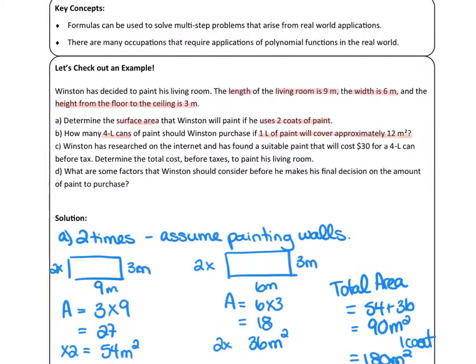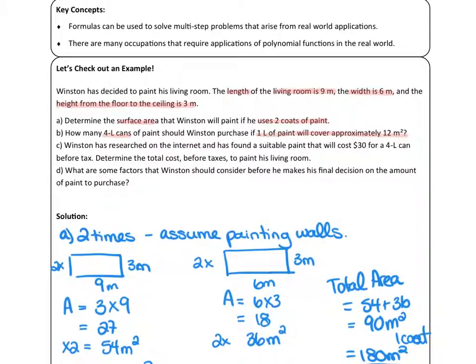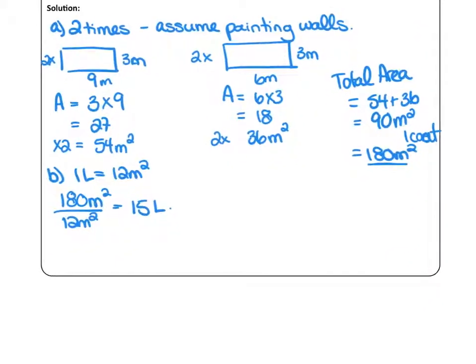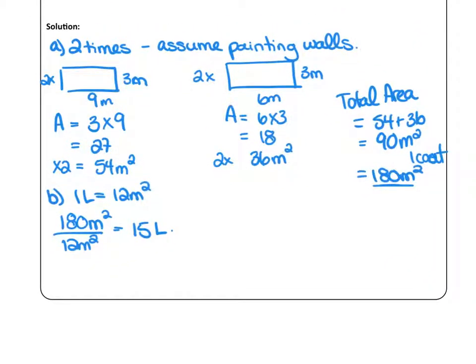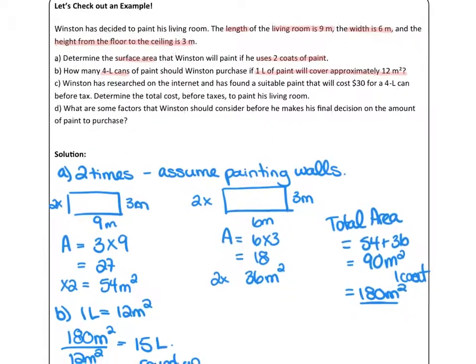Now the question said, how many 4-liter cans of paint? So 15 liters, if we think about it, if we divide that by 4, it's 3 3/4, but I'm just going to round it up to 16 liters because it's okay if we have to buy extra. So if we round up to 16 liters, that means we're going to need 4 cans. All right, so that's B.